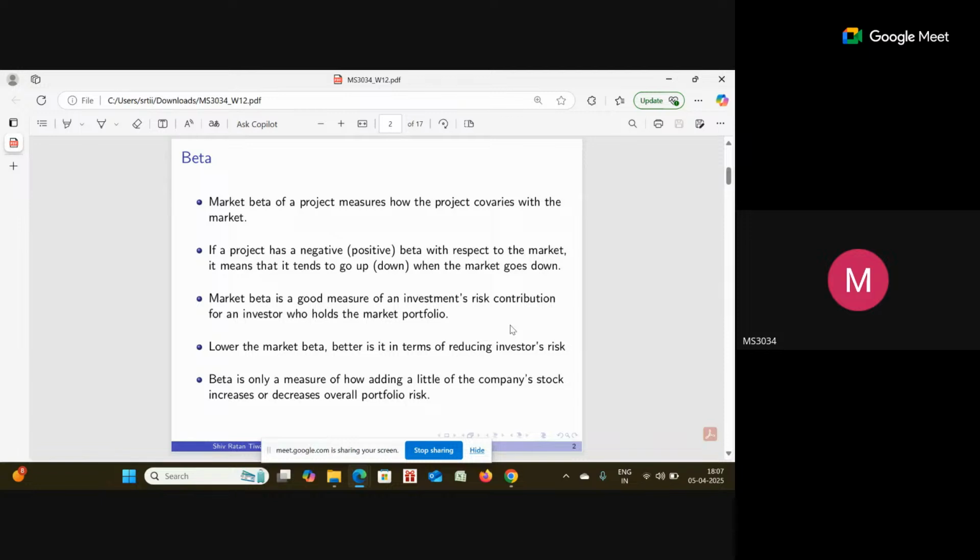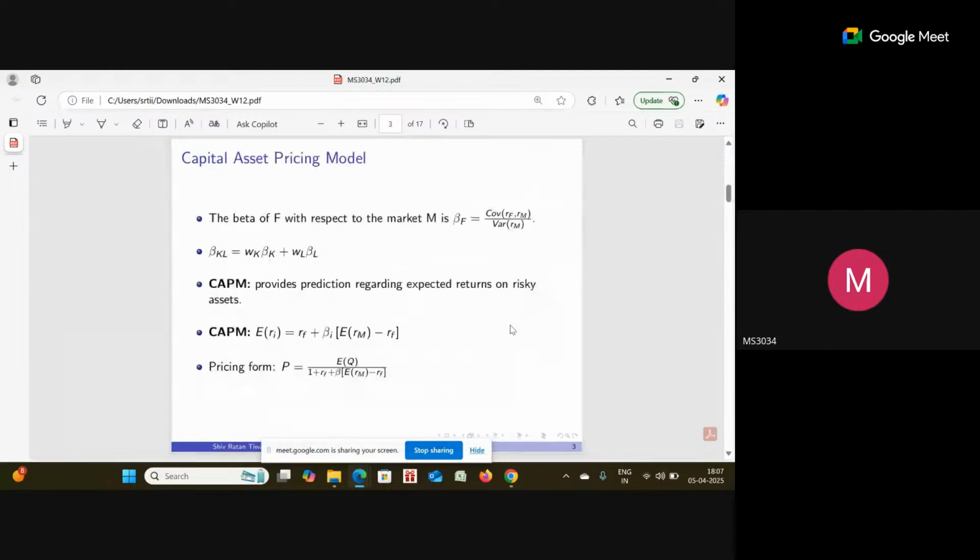And one main point is that it is only a measure of how adding this stock or this asset will increase or decrease overall portfolio risk. It does not explain other things, like whether it will increase your returns or not, whether you should invest in this or not. This decision we cannot take only on the basis of beta. For that, we move to the capital asset pricing model. So before moving to the capital asset pricing model, first we should understand how we can measure the beta of a particular asset or particular project.